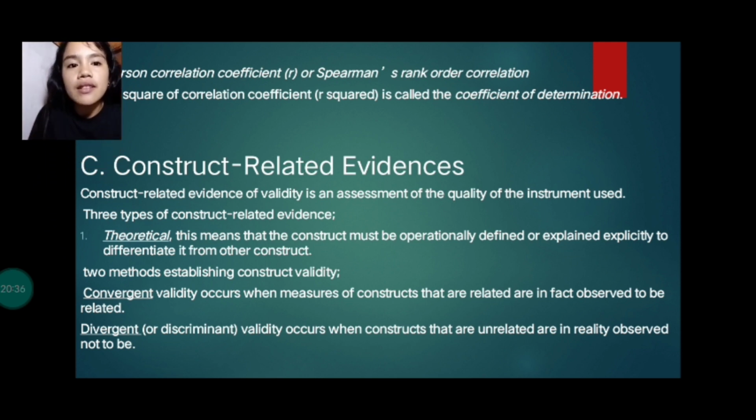So, letter C is the construct-related evidences. Construct-related evidence of validity is an assessment of the quality of the instrument used. Now, there are three types of construct-related evidence. Number one is theoretical. That means that the construct must be operationally defined or explained explicitly to differentiate it from other constructs.